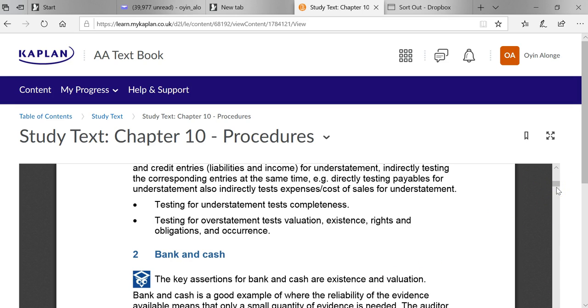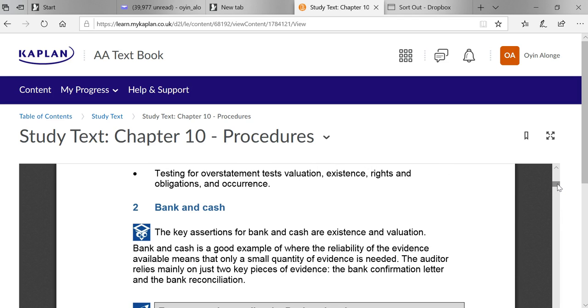I don't think it's about reading this blindly. It's about just doing the questions, and by doing that, you will know straight away that this is an asset. Does it exist? And I guess there's valuation. So first of all, the best thing for a bank test, if you like, is to actually look at the bank statement.